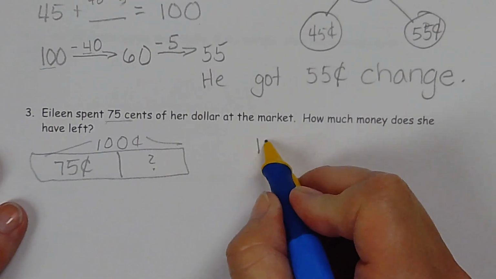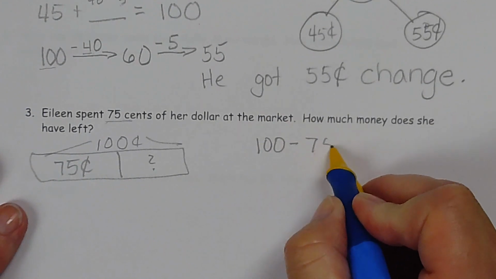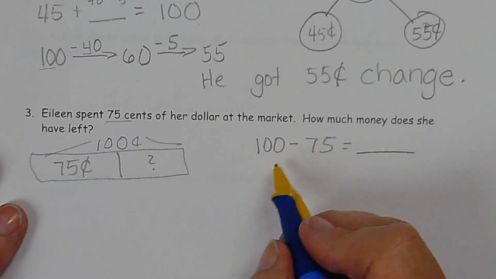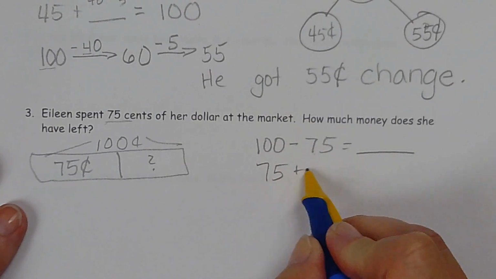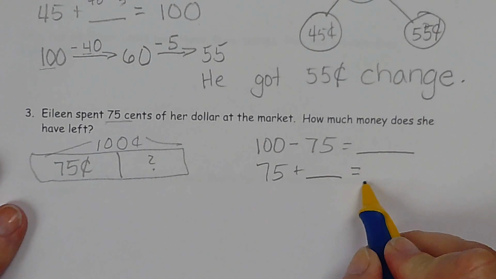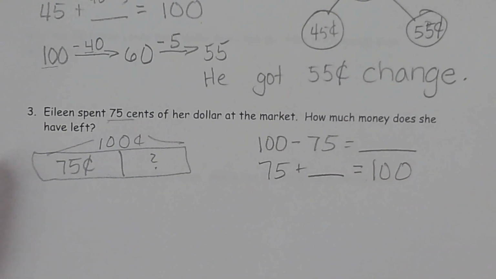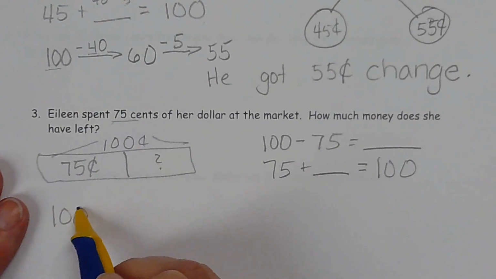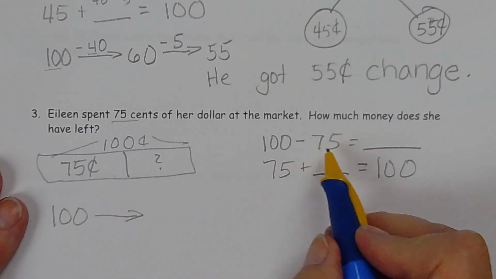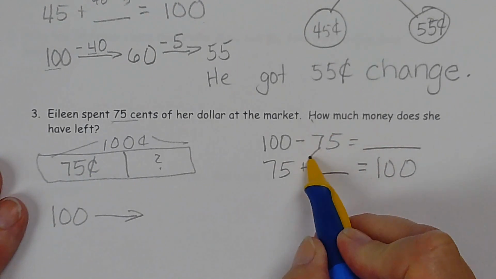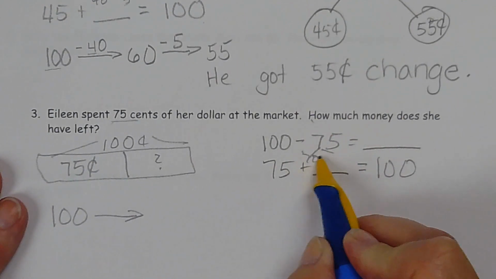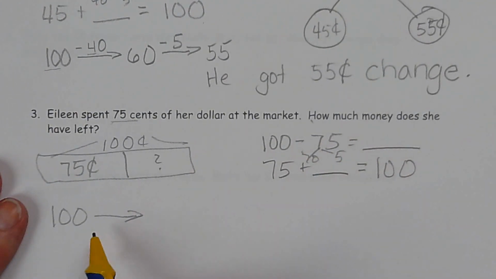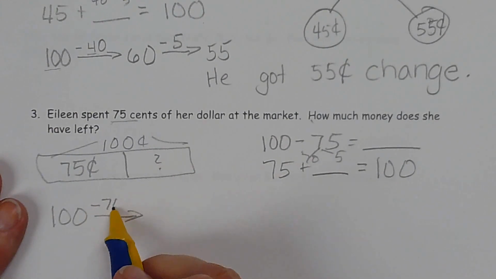We can do it either way. 100 minus 75, or we can start with our part. 75 plus something equals 100. So, 100, going back, I'm going to split that up: 70 and 5. I don't want to subtract 75. That's not easy. So I'm going to subtract 70.